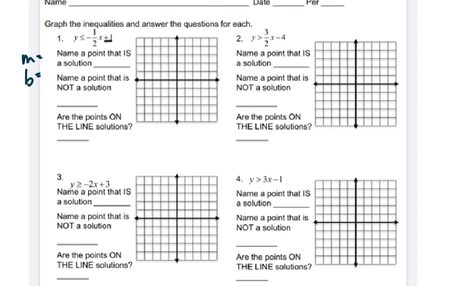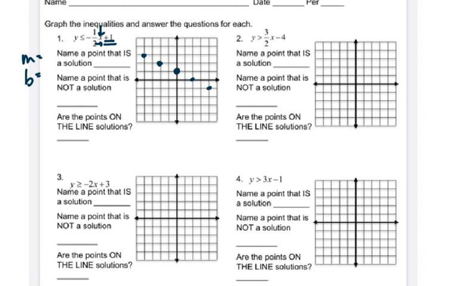So in this one here, my b, I begin at the number +1. So I put a dot on +1. My slope is negative, so I drop down 1 and to the right 2. Down 1 over 2. And then same thing other direction. Up 1 over 2.